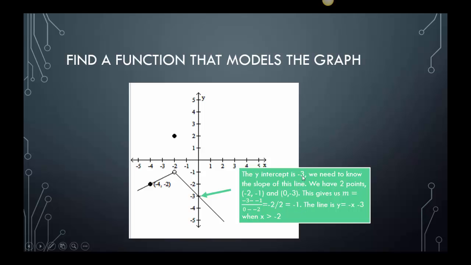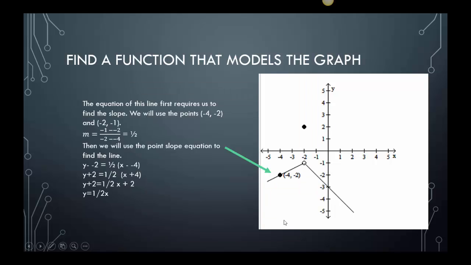I have an intercept at -3, which says I have a line at -x minus 3 as soon as x is greater than negative 2. All right, on the other side, I also have a line. This one should have a positive slope. And once again, I can see 2 points. I have negative 4, negative 2. I also, again, am using this negative 2, negative 1 point.